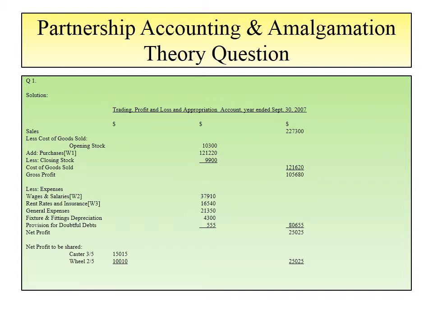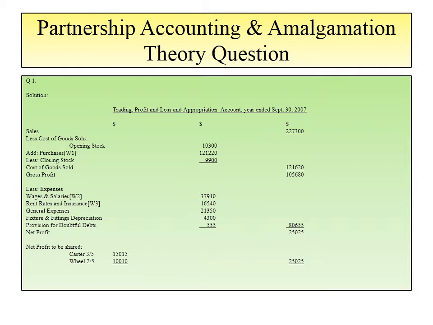Opening inventory plus the purchases gives us the total goods available for sale, and when we deduct the closing inventory, the stock left over is deducted from the goods available for sale. We get the cost of the goods sold. Now this amount is deducted from the total sales, and we get the gross profit 105,680. This is called gross profit.